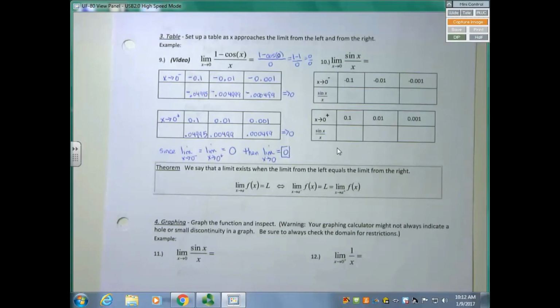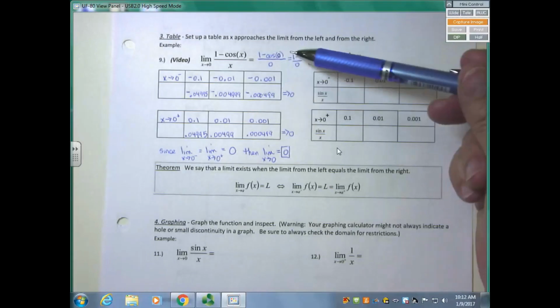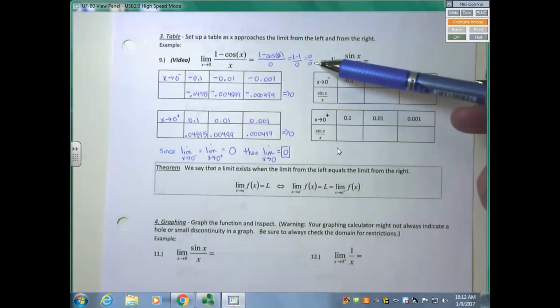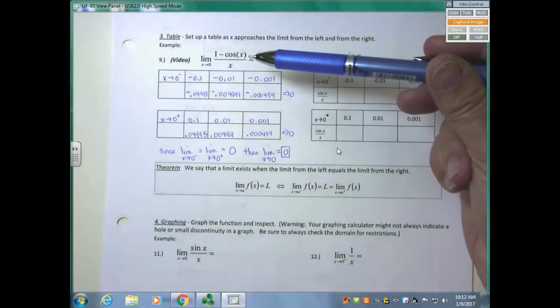The limit as x approaches 0 of (1 minus cosine of x) over x. We plugged in 0 and we ended up with 0 over 0. So again, that means you're going to get an answer. Okay, well, we can't factor that. There's not a whole lot we can do with trig functions.